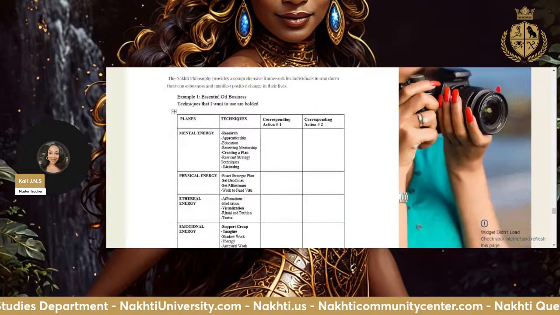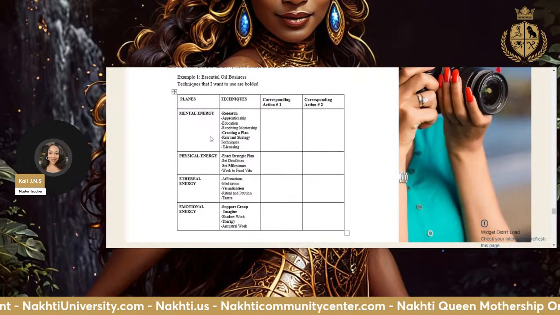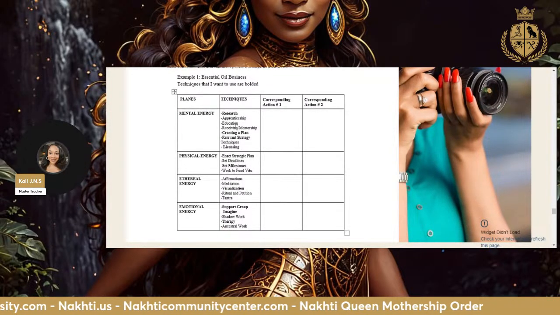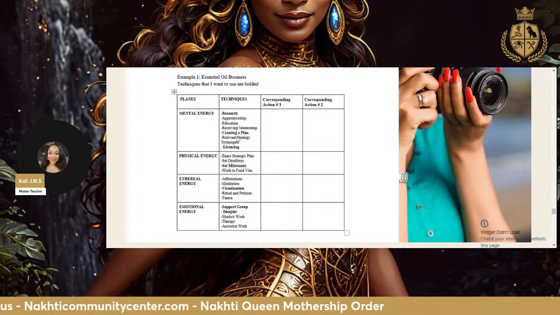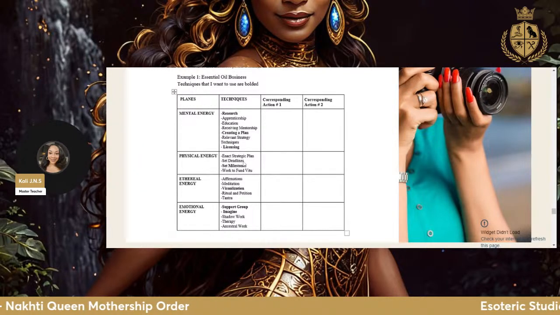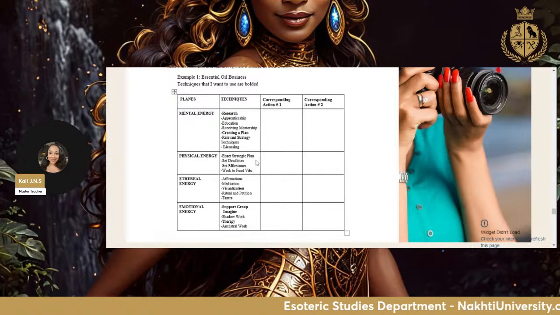And so say you wanted to start an essential oil business, your mental energy, you have your mental techniques. That's your research. That's your apprenticeship. That's your education. That's creating your plan. That's your strategy. That's your techniques. So it's your physical energy. That's enacting a strategic plan. That's setting your deadlines. That's setting your milestones. Again, that's just for a business. It could be for anything.